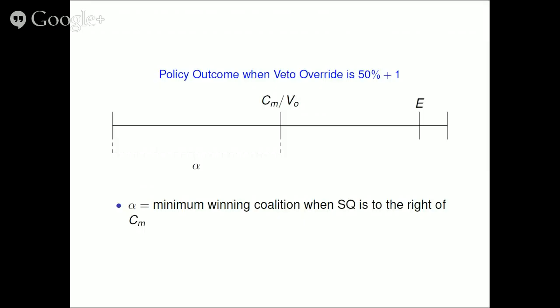In other words, to put it more simply, the smallest possible size of a coalition that can override a veto in this case is 50% plus one, 1/2 plus one. All those people must vote for the new policy for the veto to be overridden.